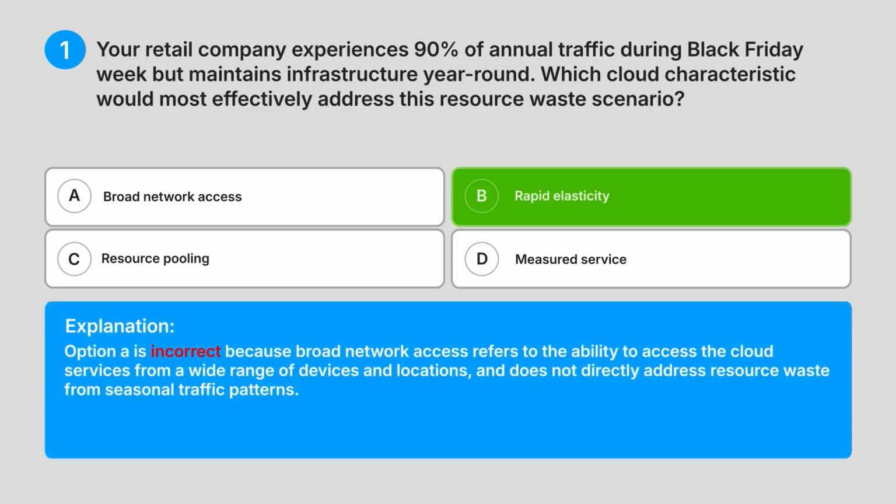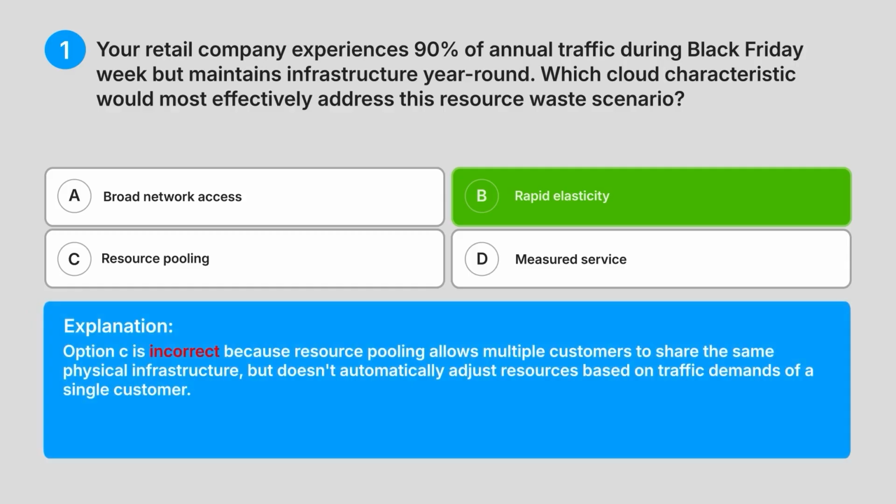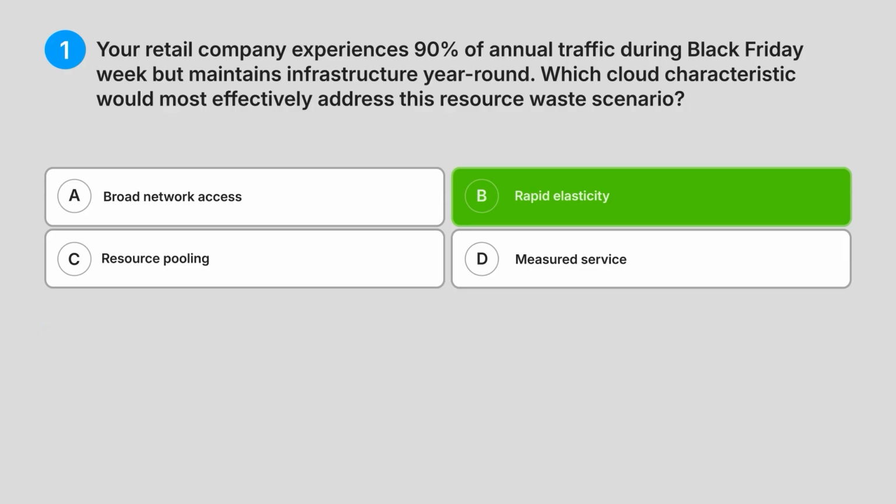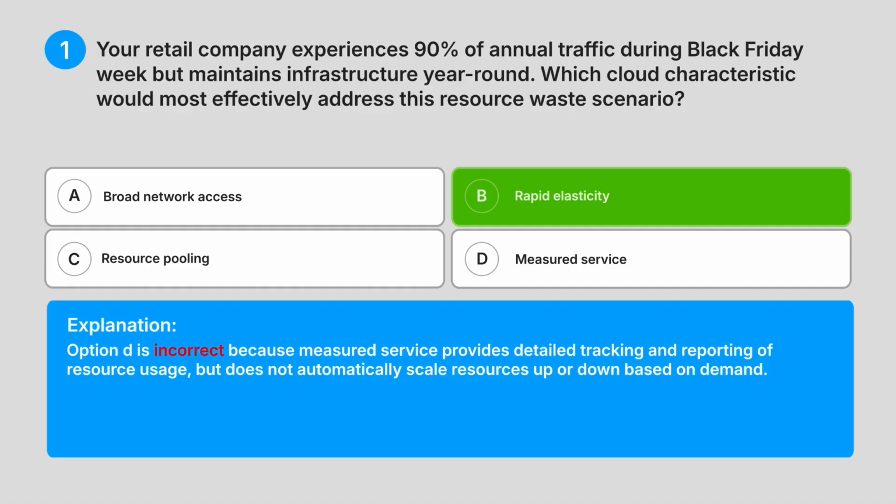Option A is incorrect because broad network access refers to the ability to access the cloud services from a wide range of devices and locations and does not directly address resource waste from seasonal traffic patterns. Option C is incorrect because resource pooling allows multiple customers to share the same physical infrastructure, but doesn't automatically adjust resources based on traffic demands of a single customer. Option D is incorrect because measured service provides detailed tracking and reporting of resource usage, but does not automatically scale resources up or down based on demand.